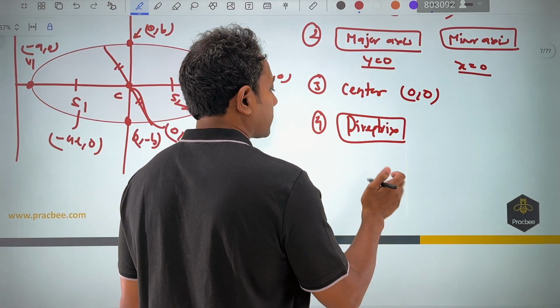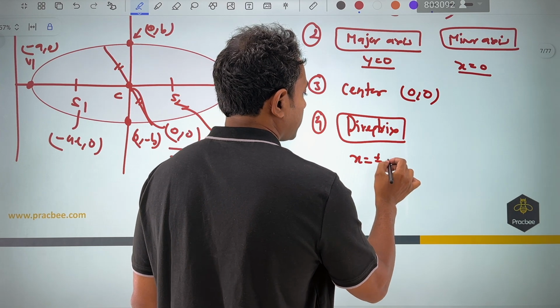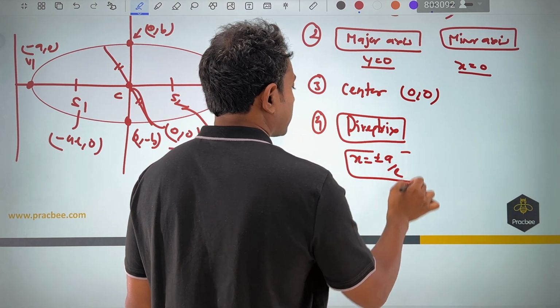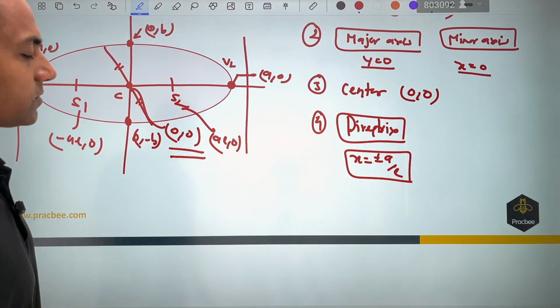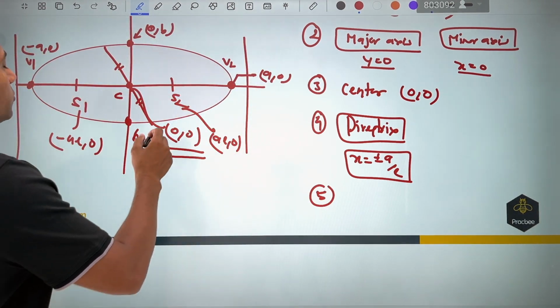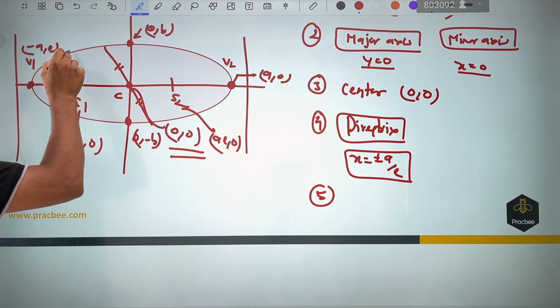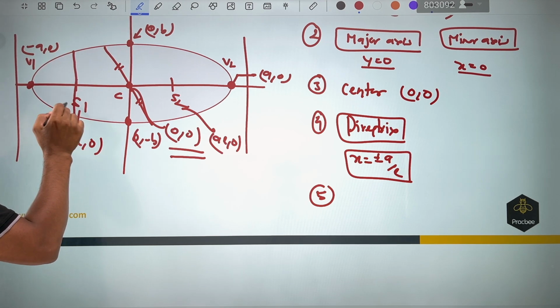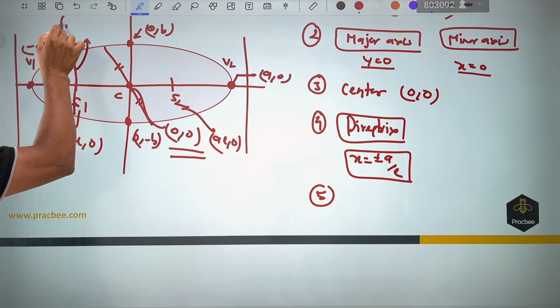The equation of directrix would be nothing but x equal to plus minus a by e, because directrix is always perpendicular to the axis. And the fifth idea would be nothing but, there are two important ideas. One is this, chord passing through focus. We'll call such chord as focal chord.